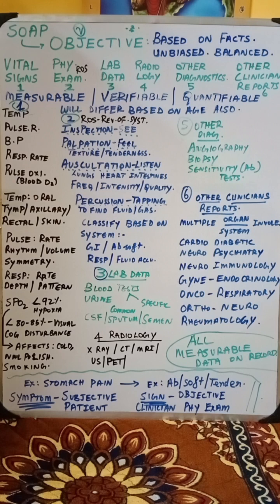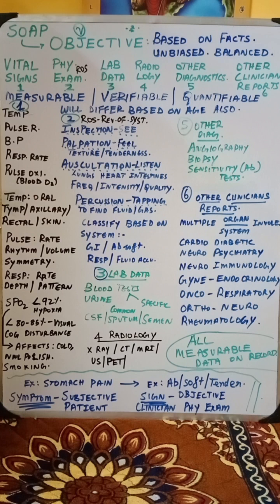Now you will be checking. See, there are multiple areas where this will be coinciding, like cardio, diabetic, neuro, psychiatry, immunology, gynecology, endocrinology, onco, respiratory, ortho, rheumatology, like that. These are all interlinked departments where you will have to understand that the other clinicians' reports will be very much valid and important to be cross-checked.